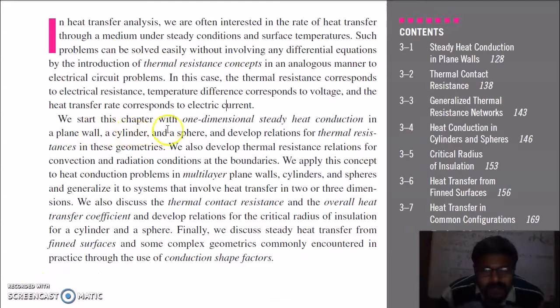We start this chapter with one-dimensional steady heat conduction in a plane wall, a cylinder and a sphere, and develop relations for thermal resistance in these geometries. We also develop thermal resistor relations for convection and radiation conditions at the boundaries. We apply this concept to heat conduction problems in multi-layer plane walls, cylinders and spheres.